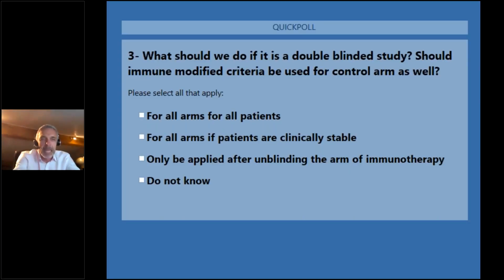Third question now. What should we do if it is a double-blinded study? Should immune-modified criteria be used for the control arm as well? Several answers might apply: for all arms, for all patients; for all arms if patients are clinically stable; only applied after unblinding the arm of immunotherapy; or you do not know.